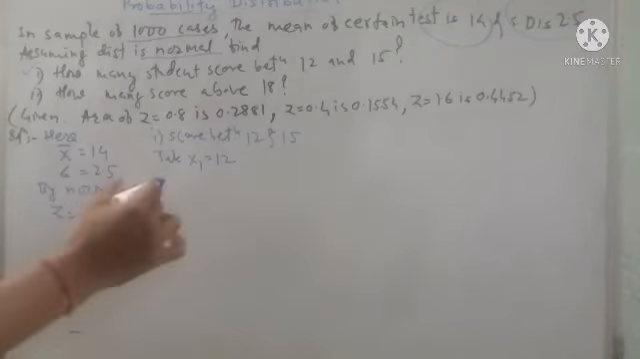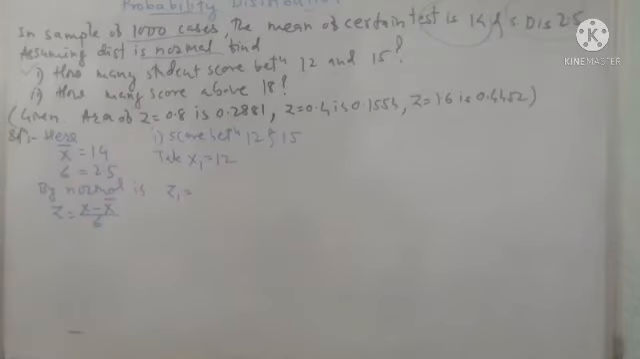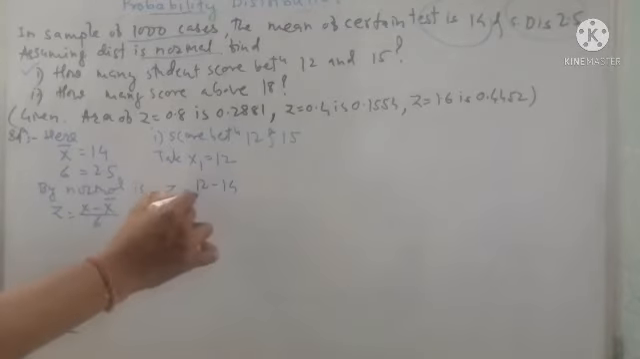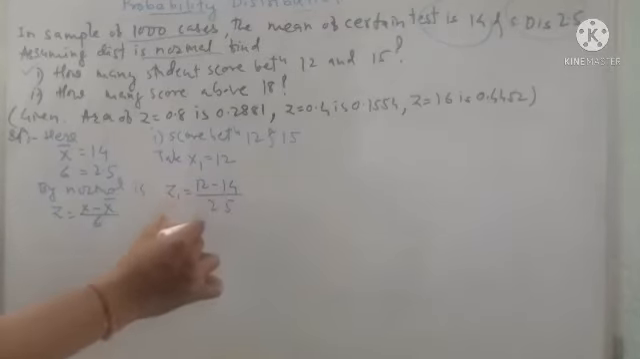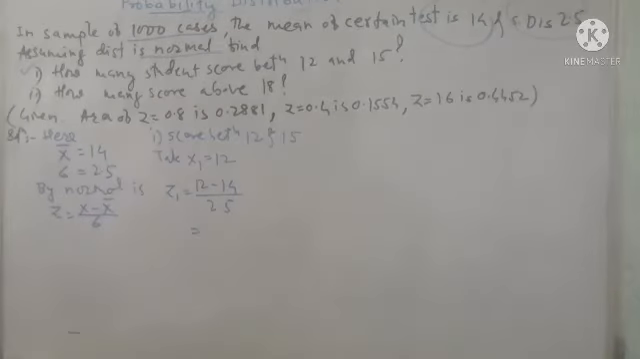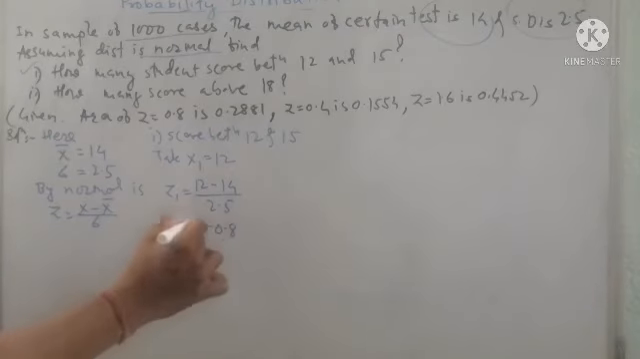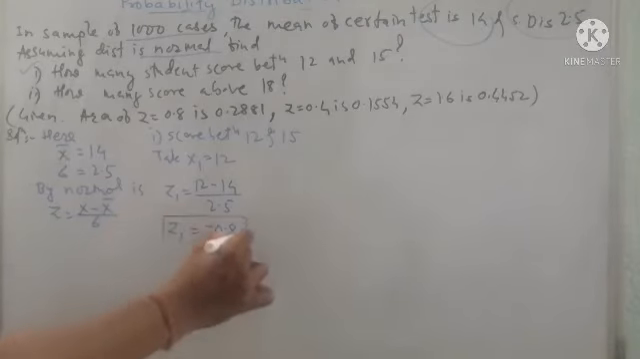To find z1 corresponding to x1, we take x as 12 in the formula of z. So 12 minus x bar, which is 14, divided by sigma, which is 2.5. By calculating this we get z as minus 2 divided by 2.5, which is minus 0.8. So z1 is minus 0.8.